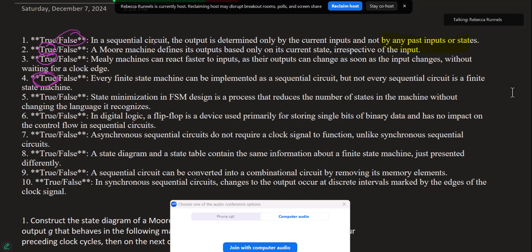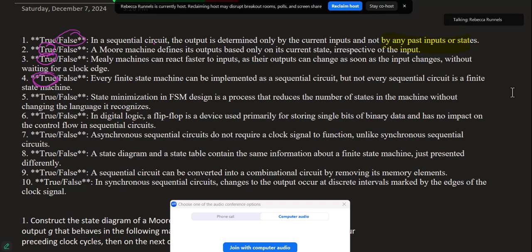But every sequential circuit is not necessarily a finite state machine, because a finite state machine means you have states and that your output depends on your states and what your next state is. If your circuit doesn't have anything to do with states, like just an AND gate or something like that, that's not necessarily a finite state machine.